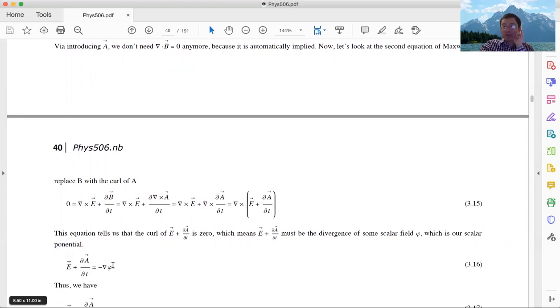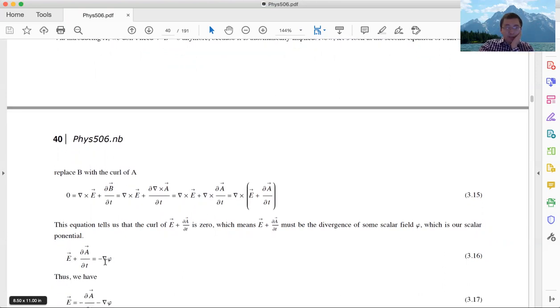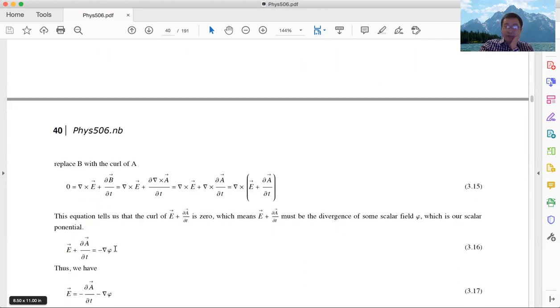Again, mathematically, this is not quite right. We still need to assume the system is singly connected, but we always assume our universe is singly connected. So this is true. Okay, so this curl-free condition means we can define a scalar field phi, and the gradient of this scalar field, and the convention is to put a minus sign here. That's just a convention. The gradient of this scalar field is E plus the time derivative of A. Okay, so we can always choose a field phi such that this is valid.